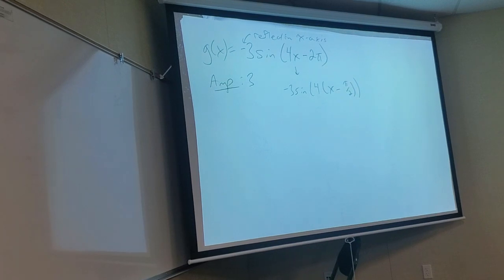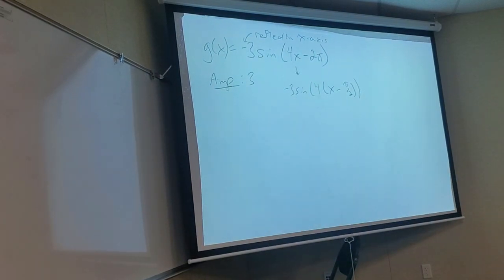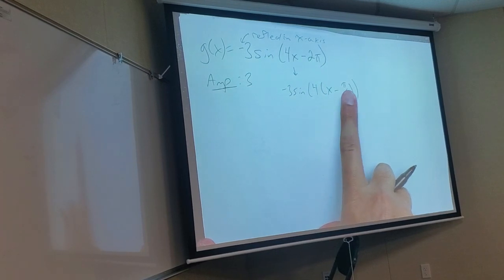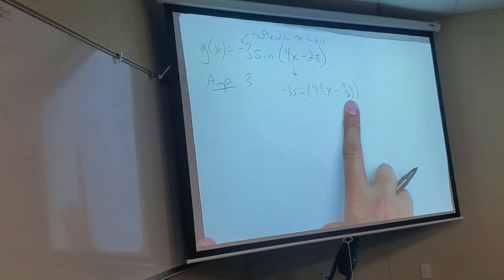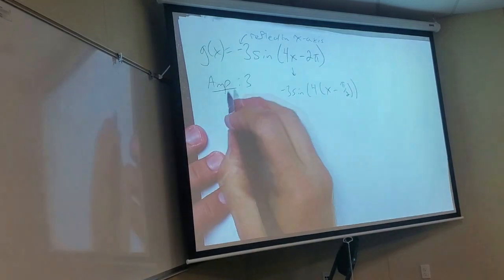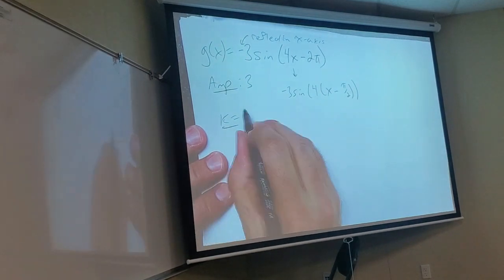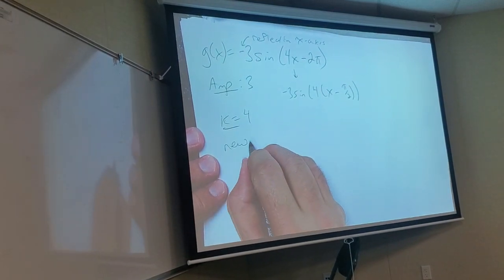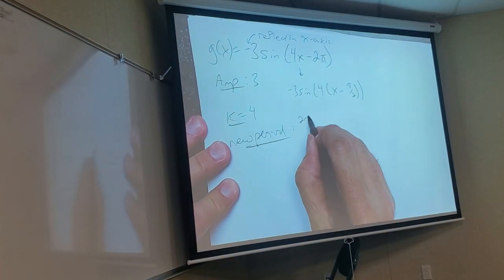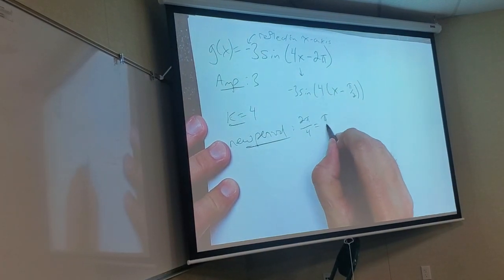Okay, real quick. You could see K from the very beginning. I knew K was 4. But I have to factor anyway so that I can see the phase shift. I can see how much x is going left or right. So what's K? 4. So what's the new period? Good, it's 2 pi over K, so 2 pi over 4, so pi over 2.